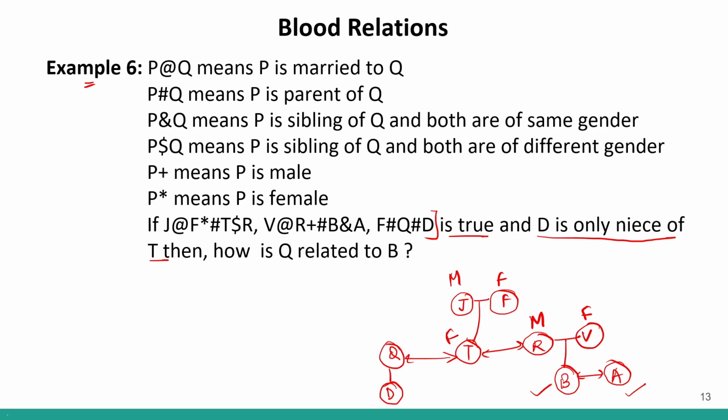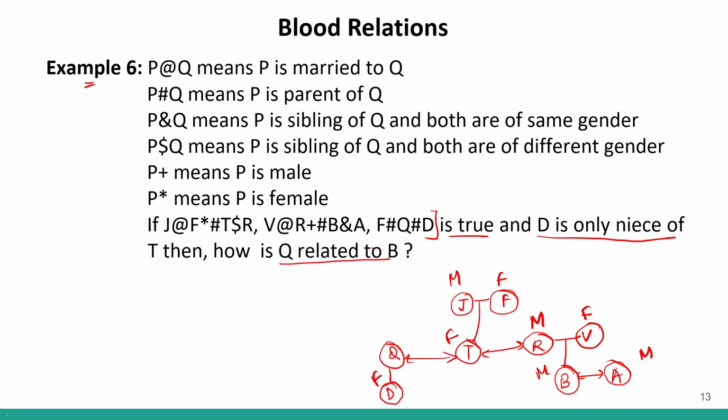How many nephews and nieces does T have? D is the nephew and niece. B and A are also nephew and niece. Correct? And D is the only niece. That means D is female. So if D is the only niece, that means B and A will both be male. Correct? B and A will both be male because D is the only niece. They will be nephews. Okay? Nephews of T. Correct? We have to find out how is Q related to B.